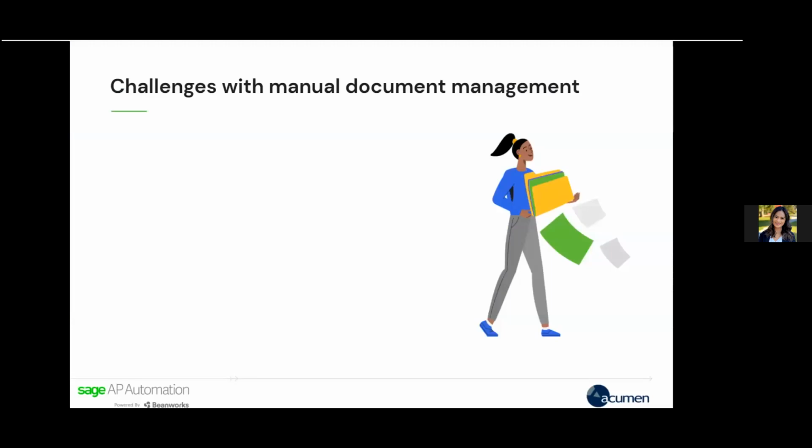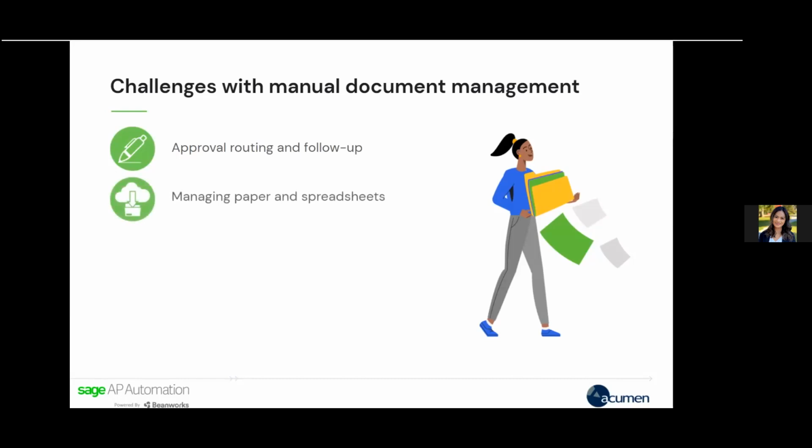The first challenge is approval routing and follow-up, which is mostly run through emails with countless hours spent handling each approval with care. Managing paper and spreadsheets simultaneously isn't the most efficient way to run AP either. If you make a change in one file, it has to be replicated in other places where that data might be stored as well. And finally, an inability to access documents remotely. So how can you and your team securely access data without physically being in the office?